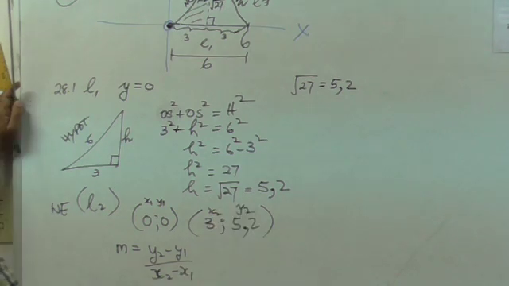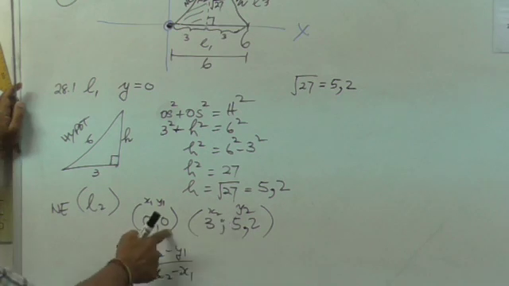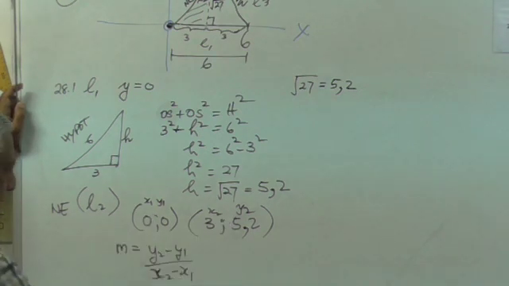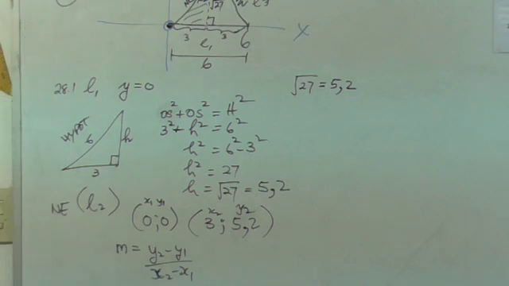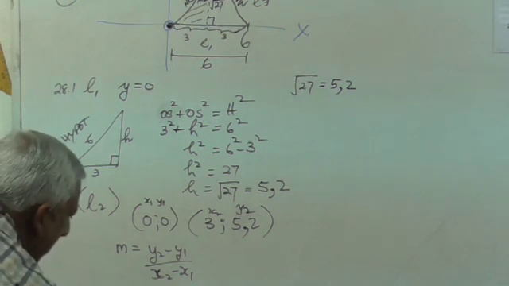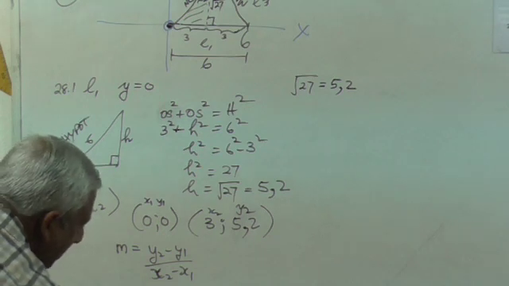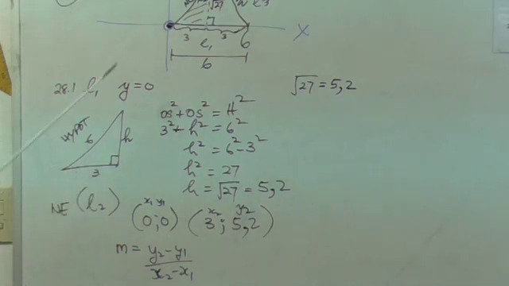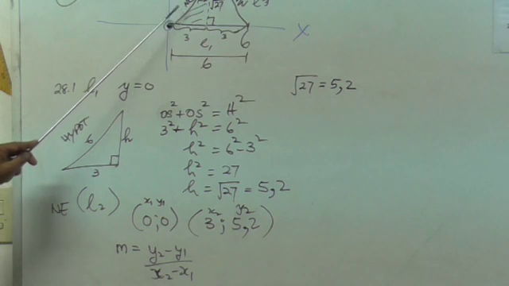So it's 5√2 minus 0 over 3 minus 0. And that's 5√2 over 3. When you put that in the calculator, 5√2 divided by 3, you should end up with 1.7, correct to one decimal place. So the gradient of this line is 1.7.